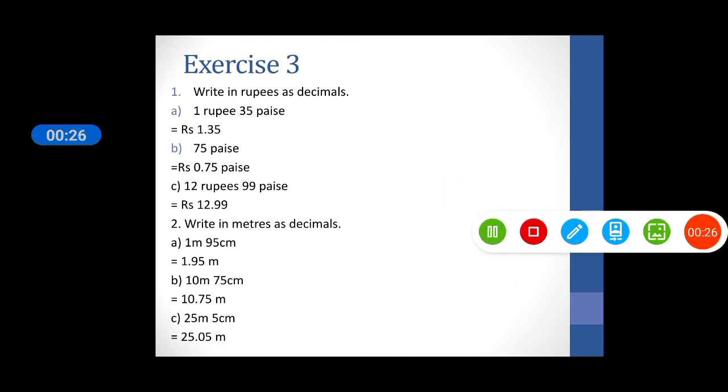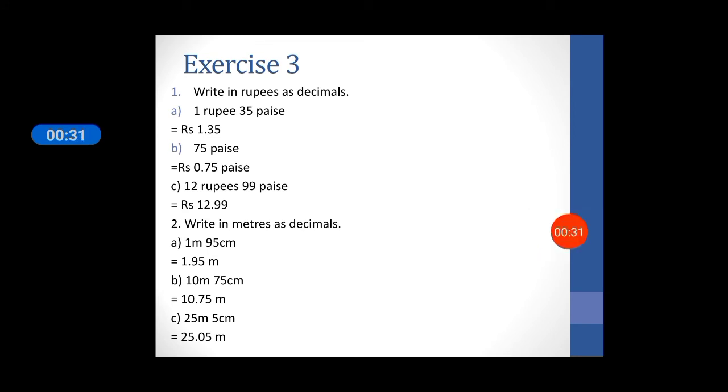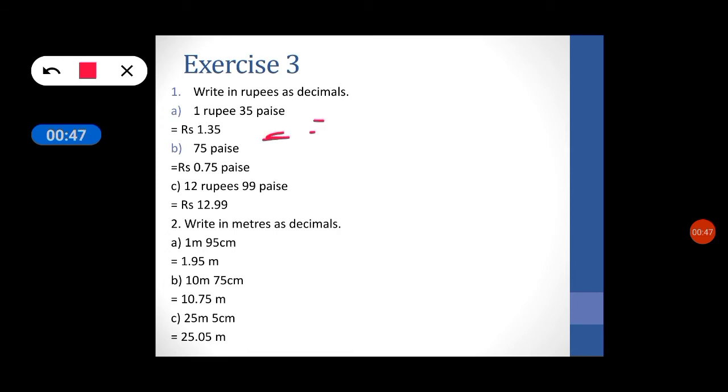So actually what is happening is that before two numbers you just need to put a point. It's very easy. Between rupees and paise there should be a point, and the point goes before the two numbers of the paise. So 1 is the whole part, 1 rupee is already in rupees, and 35 paise is the decimal part. The decimal part means 35 by 100.